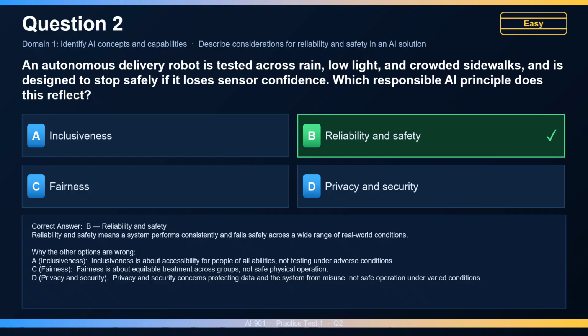Now, why the other options are wrong? Inclusiveness is incorrect. Inclusiveness is about accessibility for people of all abilities, not testing under adverse conditions. Fairness is incorrect. Fairness is about equitable treatment across groups, not safe physical operation. Privacy and security is incorrect. Privacy and security concerns protecting data and the system from misuse, not safe operation under varied conditions.